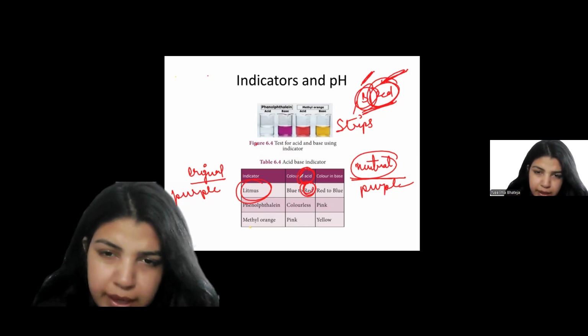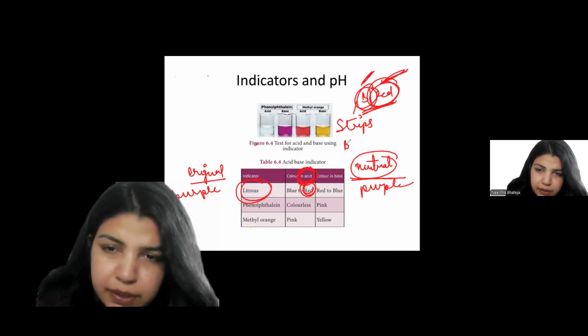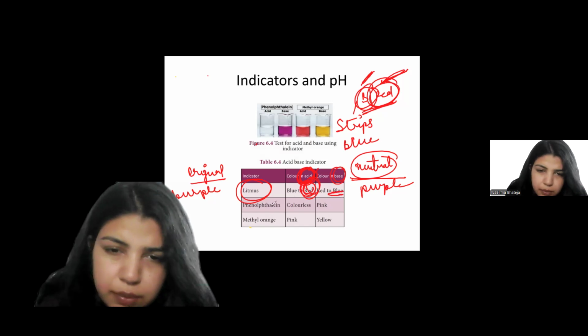So what about the acids? How to check acid? We will place one drop on the blue litmus paper and it will turn red. So it means it is acidic. For the base, it will turn blue.